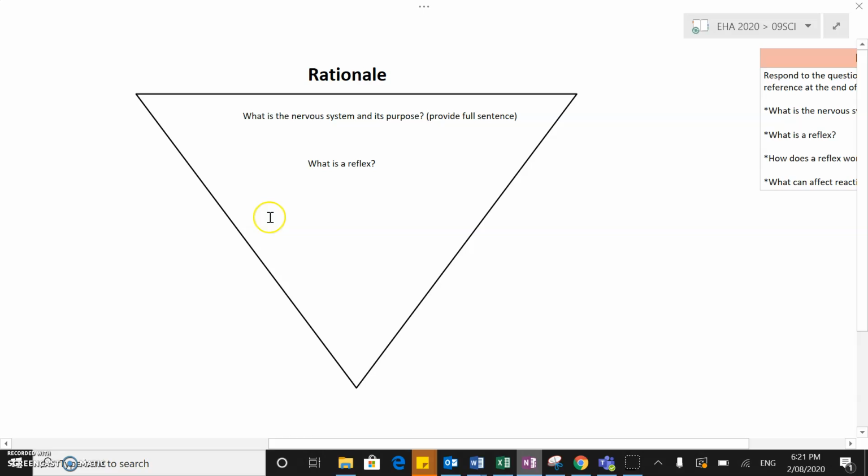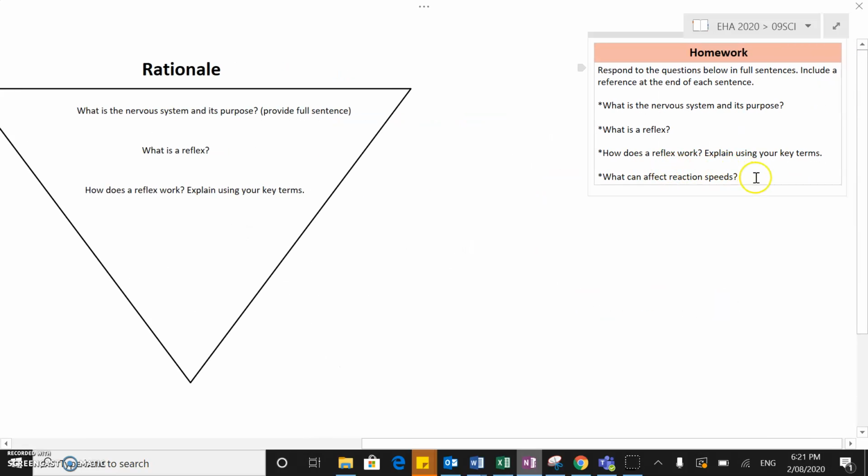Well, we know that it happens in the form of an arc. Here, you might like to go ahead and explain the components of that arc and explain what a reflex arc is. So see how we're getting more specific? We're leading really to a discussion of reaction times, which is the next question. What can affect reaction speeds?